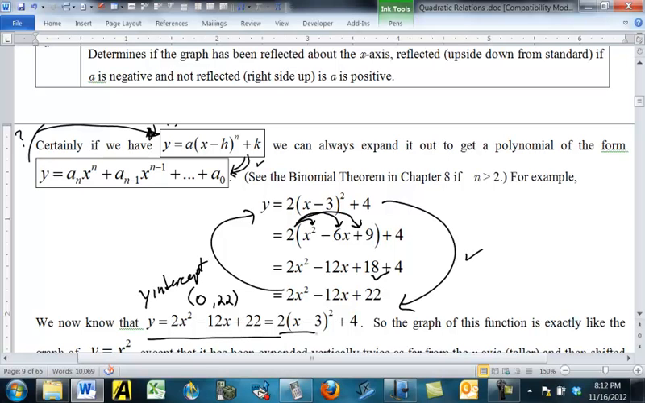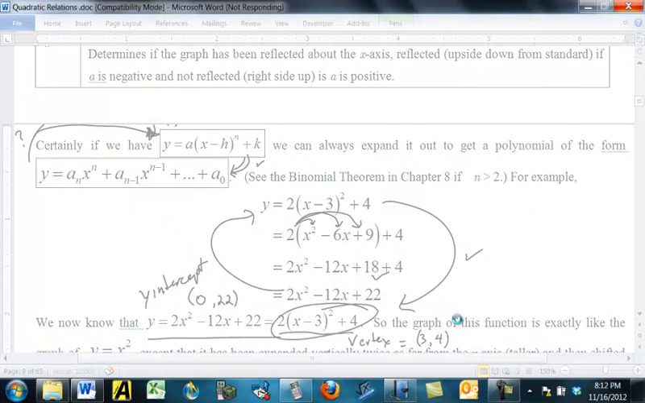We also have another version here, like this, and from this we can easily see the vertex. The vertex is 3, 4. Notice the opposite sign you see here, but the same sign here. The vertex is 3, 4 because it's just a transformation of y equals x squared, and we know what the graph looks like. Because that's a transformation of y equals x squared, it has to look just like y equals x squared with a possible shift.